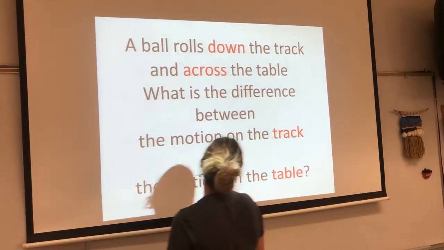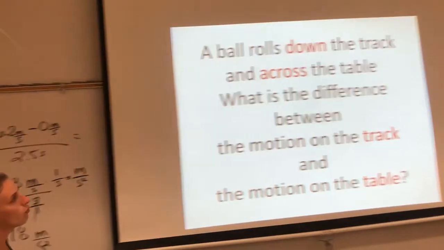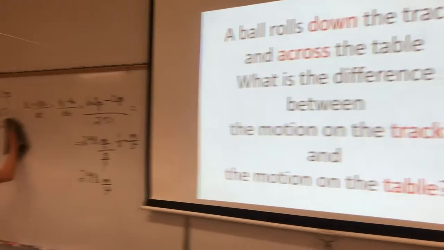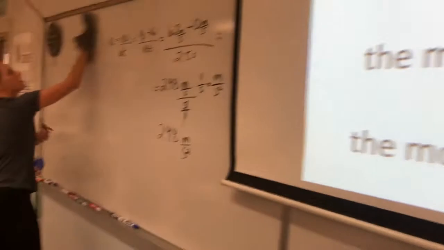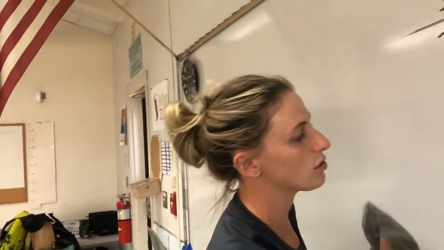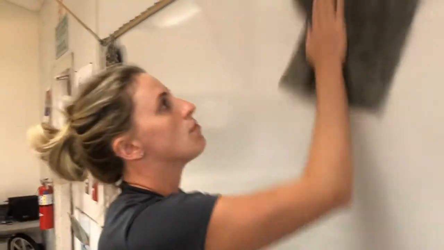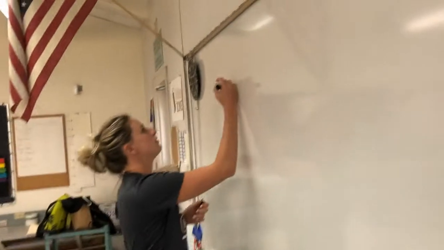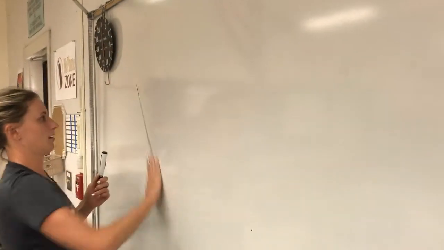A ball rolls down the track and across the table. What is the difference between the motion on the track and the motion on the table? Have they seen that before? They have seen this before. Ladies and gentlemen, would you please look in your notes at the Get the Ball Rolling lab, and you should be able to find something in your lab notebook. Oh, that's pretty steep. Hold up. It's a little too steep.